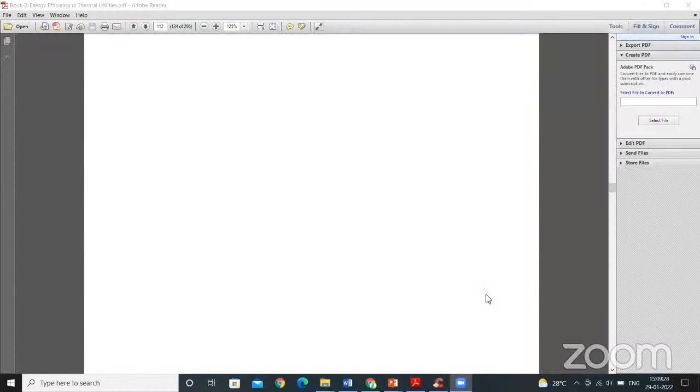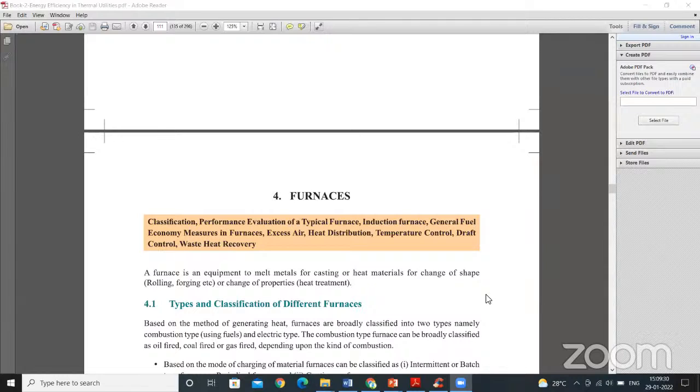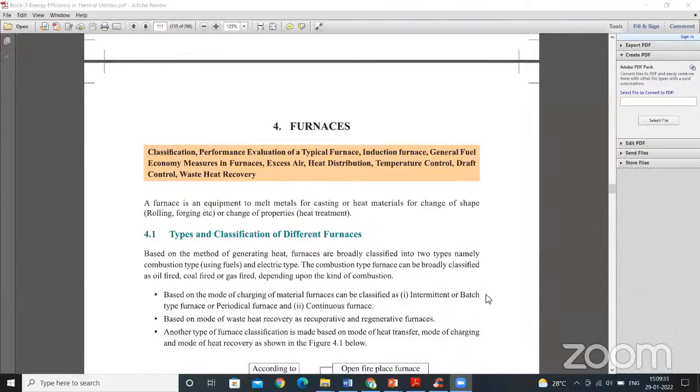So the last discussion point is the furnace. Is it visible now, madam? Yes. Okay. A furnace is also something similar to the boiler, where we use different types of fuel to burn and produce heat, to heat the metal. In a boiler, we heat the water and convert it into steam.